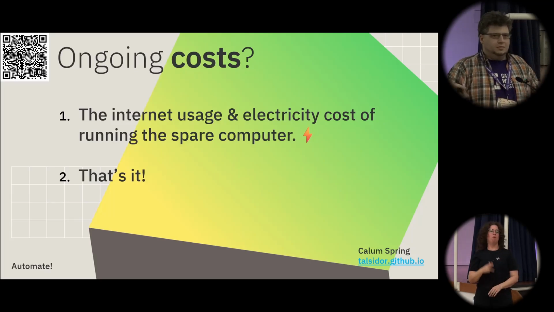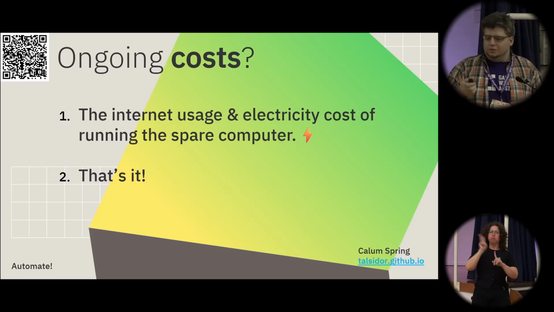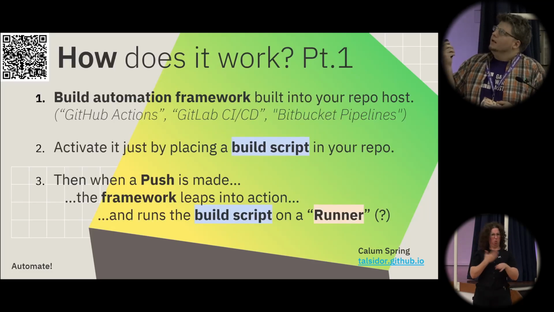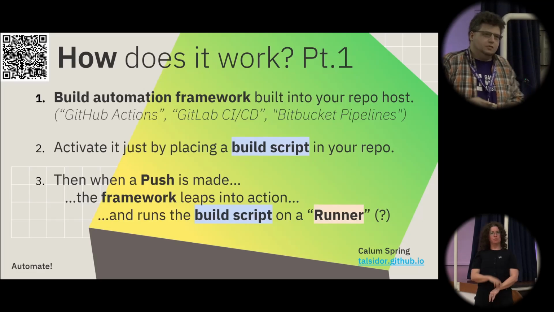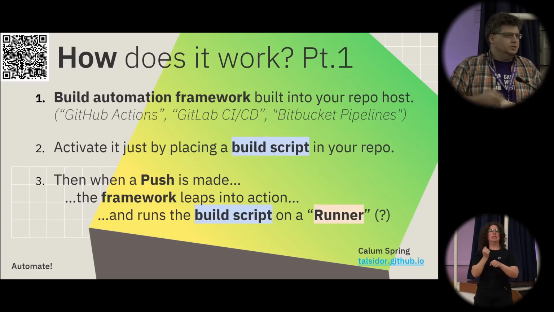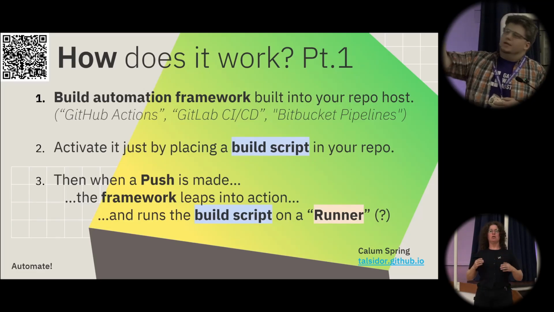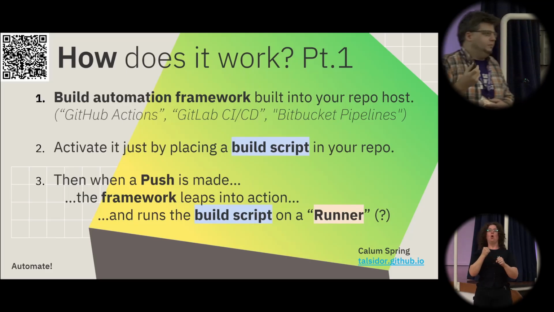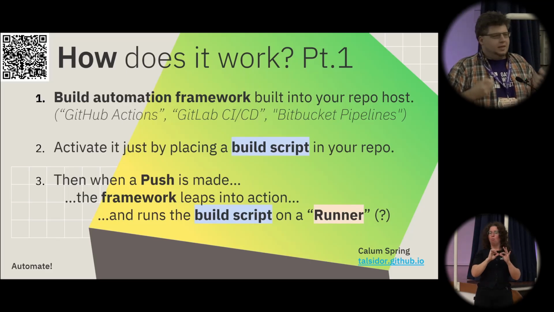There's no additional subscription fees or services that you have to pay for. Okay, so how's it going to work? We're going to utilize a build automation framework that is built into our repo host. My examples are going to use GitHub Actions, but if you're on GitLab, they have CI/CD. If you're on Bitbucket, they have pipelines. They're all pretty much the same kind of fundamental thing, and it's easy to convert between them.